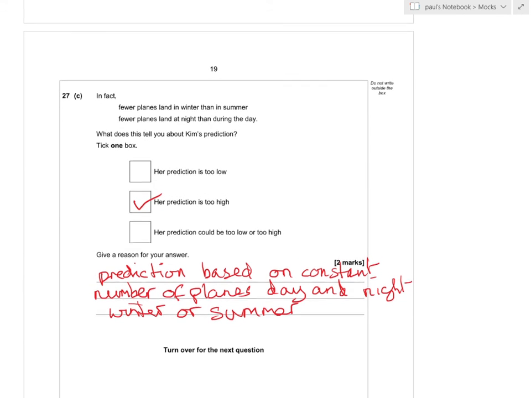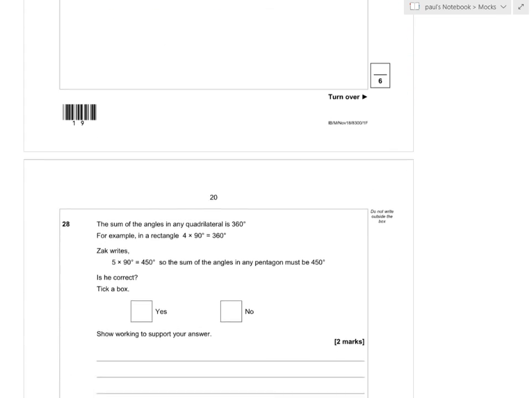This is not too bad, this paper, so far. There's a few to go.